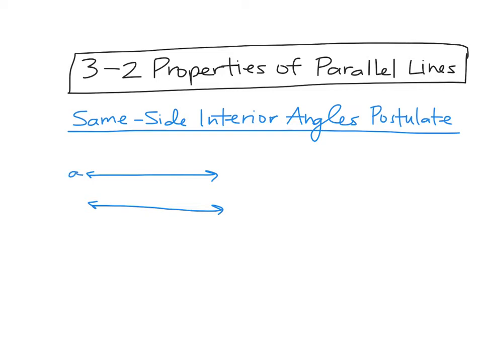We're going to call them line A and line B, and then we have this transversal. Okay, and they're going to tell us that these 2 lines are parallel. So whenever they put arrows on the lines like this, that means they're parallel. Okay. If we have all of these angles, okay, the same side interior angles postulate says if A is parallel to B, then same side interior angles are supplementary.